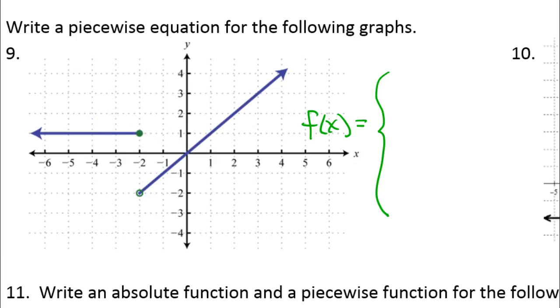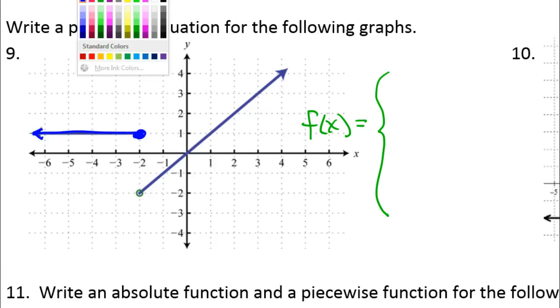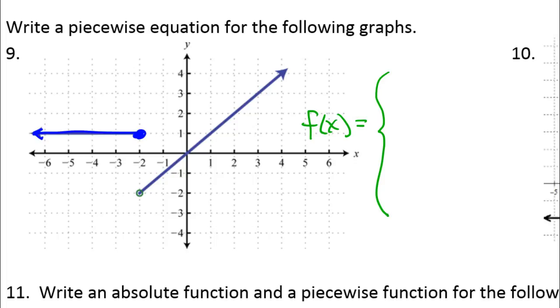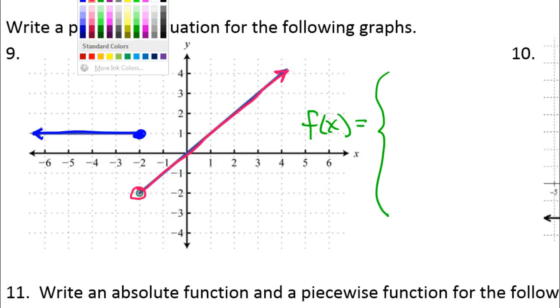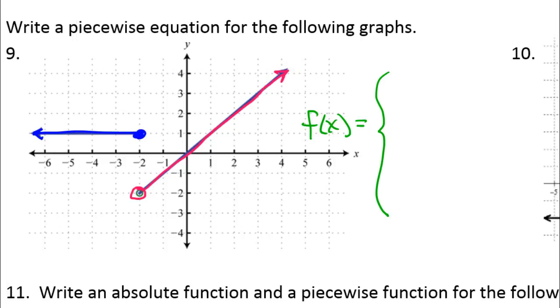Alright, I'm going to color code it for you to make it easy to follow. This will be my blue piece over here, and this will be my pink piece. This open circle. Alright, so let's do the blue piece first. Now, notice how this is a horizontal line at 1. That is the equation y equals 1. So I'm just going to put a 1 for that piece because of y equals 1.